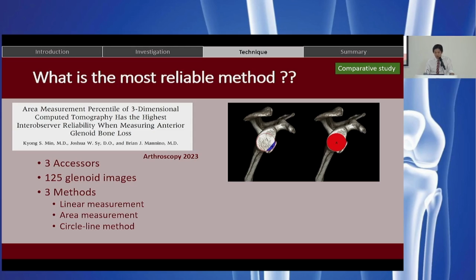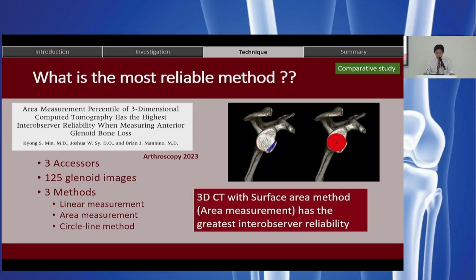The result is aligned with this study by Min in 2023, involving 3 assessors, 125 images, and 3 methods. This study also concluded that 3D CT with area measurement has the greatest inter-observer reliability compared to the linear or circle line method.